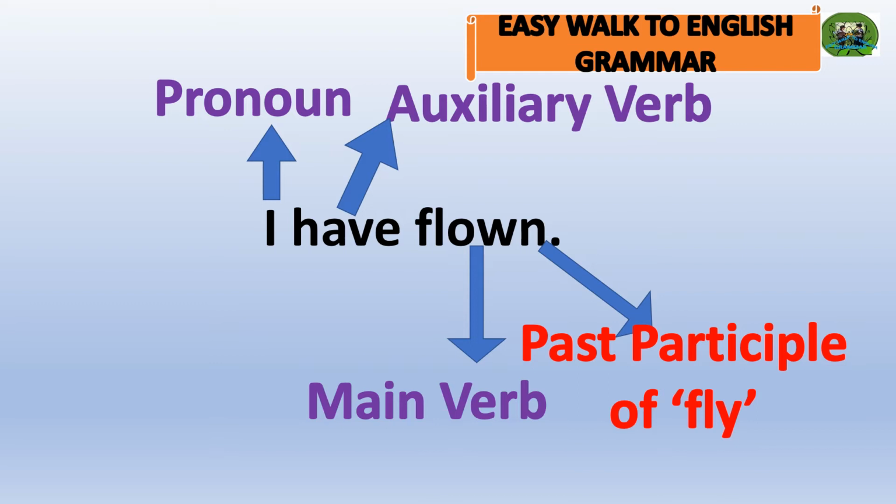Dear friends, let me remind you of one important thing. If you don't know how to find out main verb and auxiliary verb in a sentence, there is a video related to this topic in our channel Easy Walk to English Grammar. Please do watch it. Otherwise, you will find it totally difficult to comprehend the topic that we deal with in this video. And we have already dealt with have and its forms as main verb in another video. You have to watch that also to understand this video clearly.